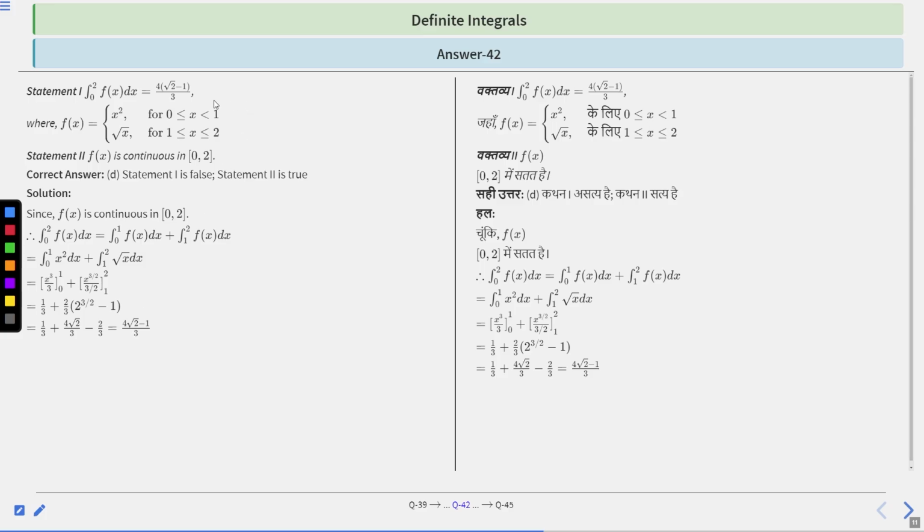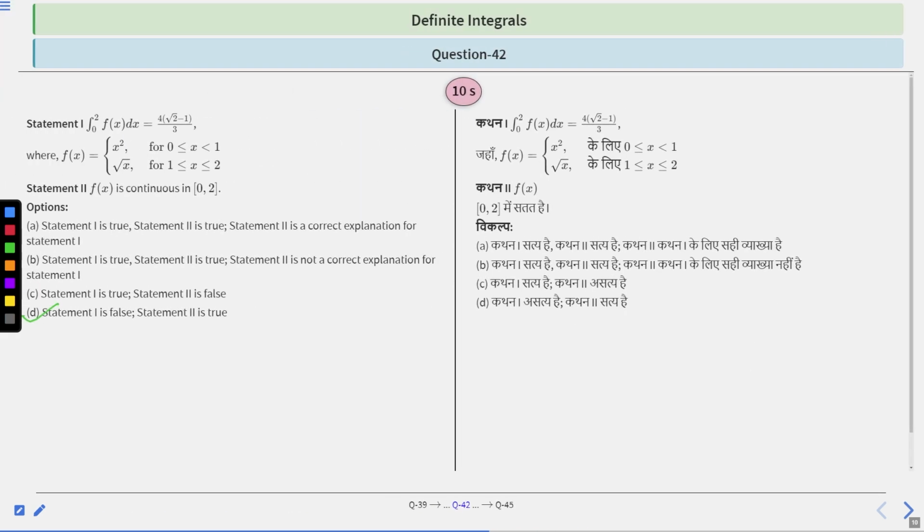Which is not matching with this one, right? Because this is basically 4 root 2 minus 4 by 3 and this is 4 root 2 minus 1 by 3, right? Therefore statement 1 is wrong and statement 2 is true, because f(x) is continuous in 0 to 2, right? Continuous in 0 to 2. Okay, so I think option D is the right choice. Statement 1 is false and statement 2 is true.